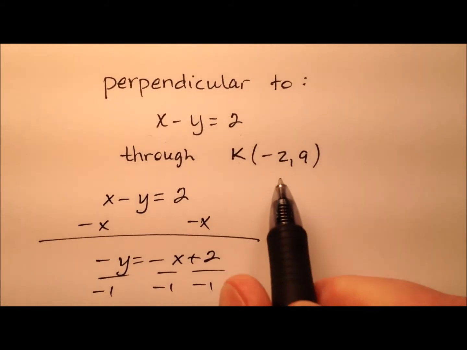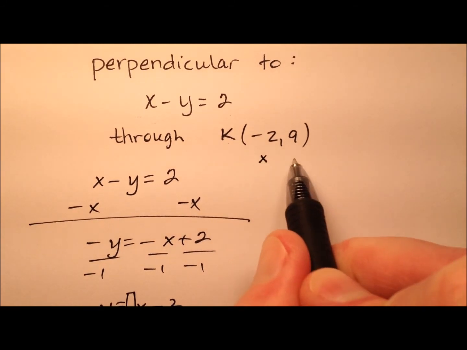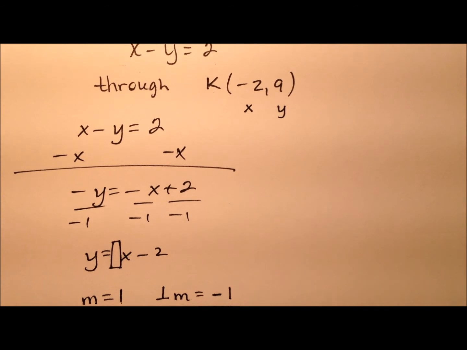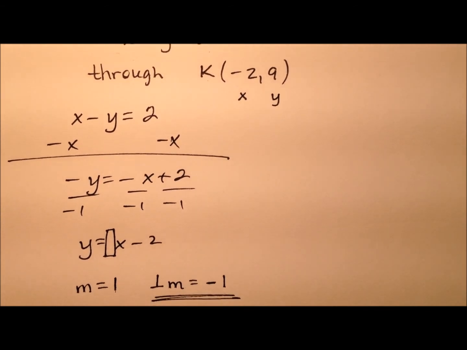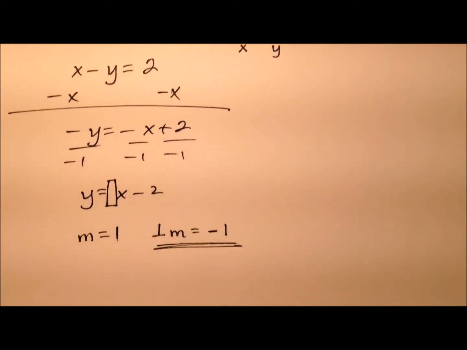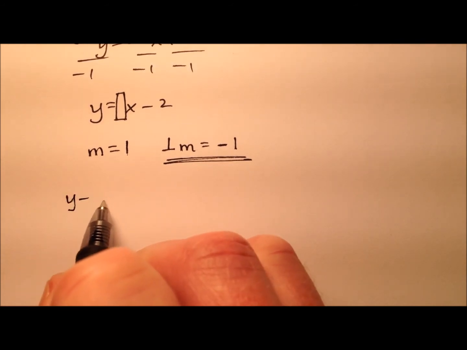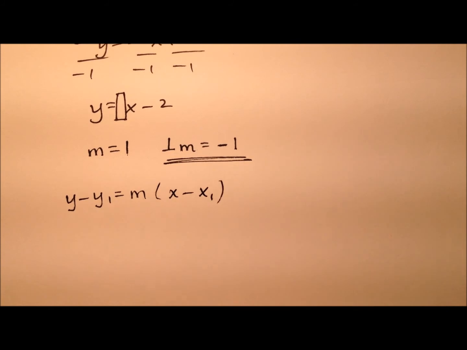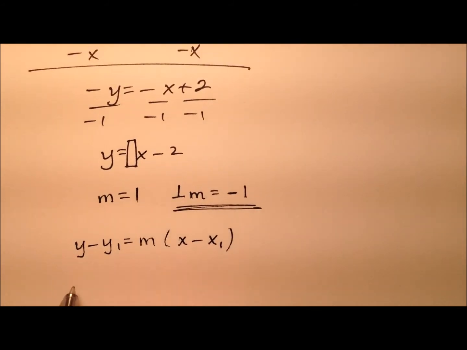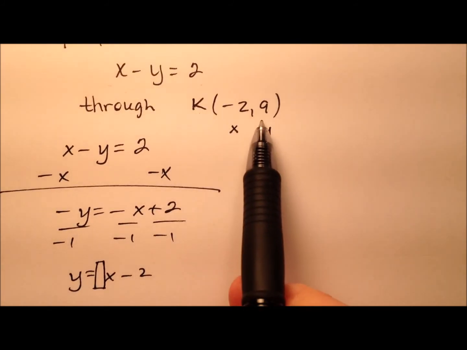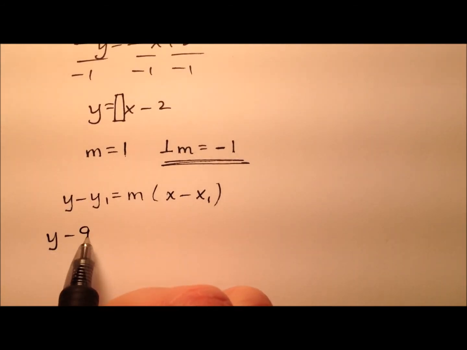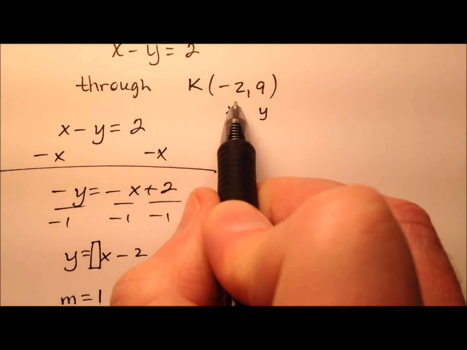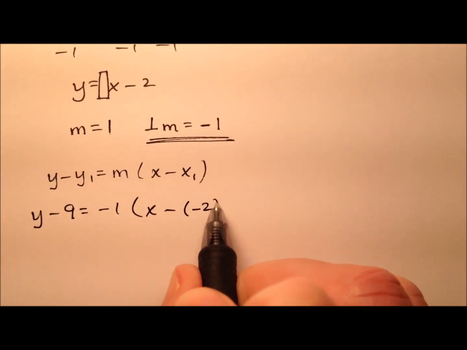Okay, I have this point K, which has an x value and a y value. And I also know my perpendicular slope is negative 1. So let's go ahead and write the equation first in point slope form. So y minus the y value equals the slope times the quantity x minus the x value. Well, it's y minus my y value of 9 equals my slope of negative 1, and then x minus my x value of negative 2.